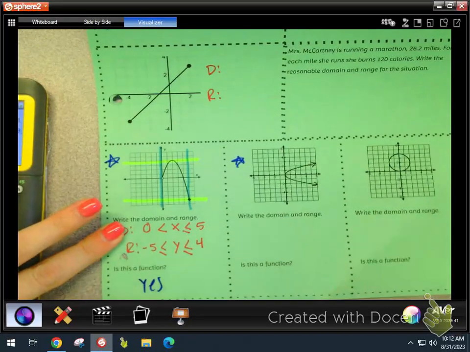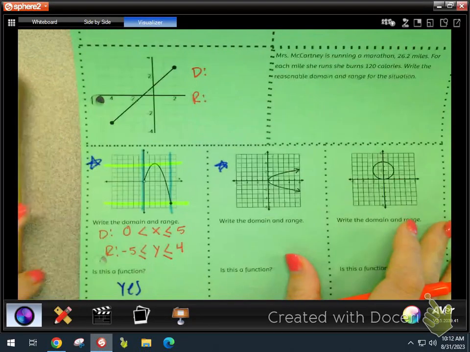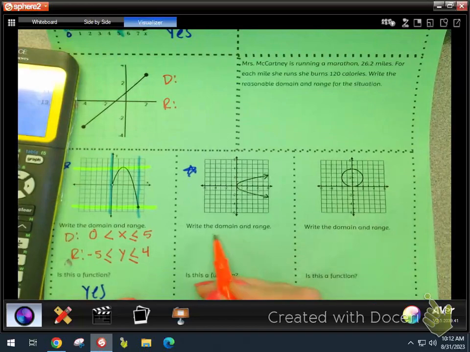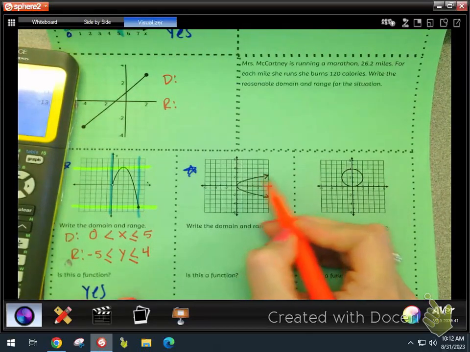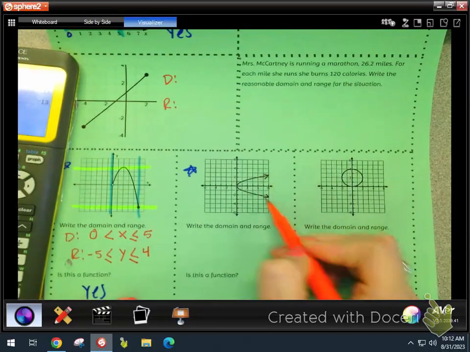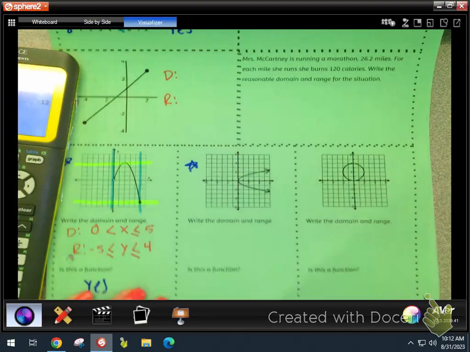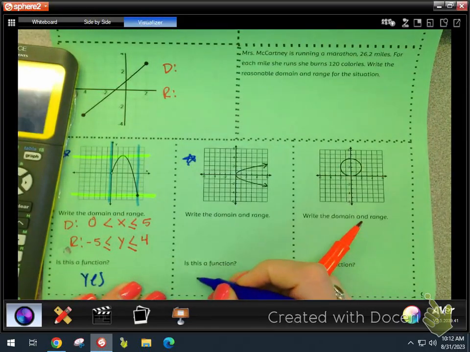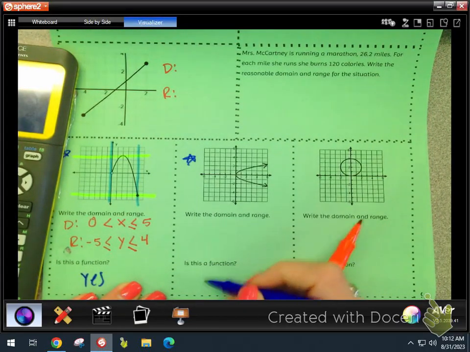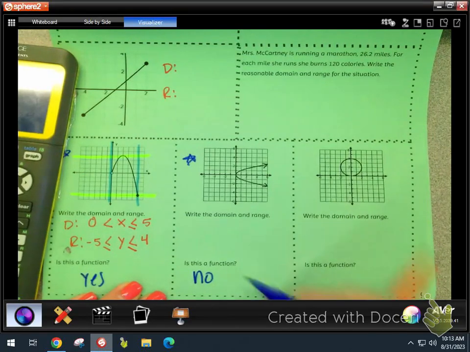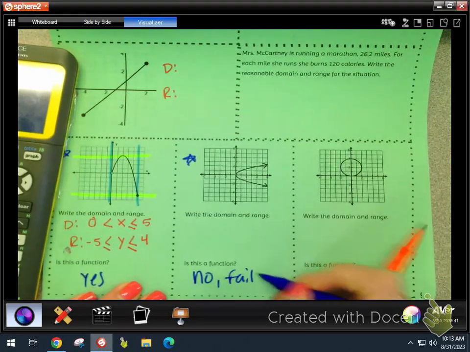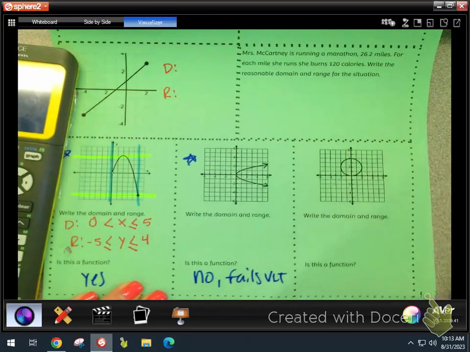Let's do one with arrows, and then we'll do one word problem. Okay? Write the domain and range. All right, y'all see how this graph has arrows going on, right? Is it a function? Not a function. Why is it not a function? It doesn't pass the vertical line test. So we'll say no, and we'll say fails the VLT. Okay?